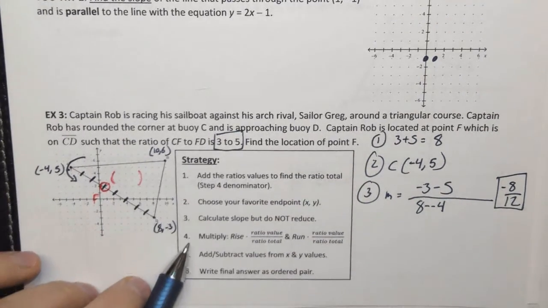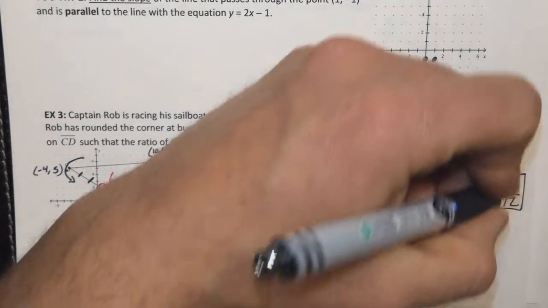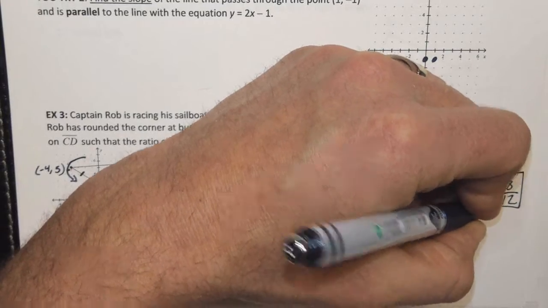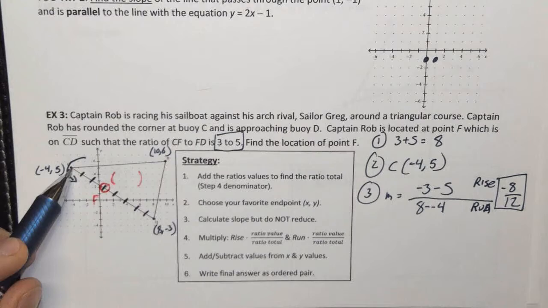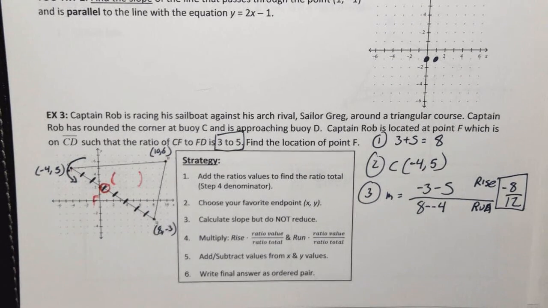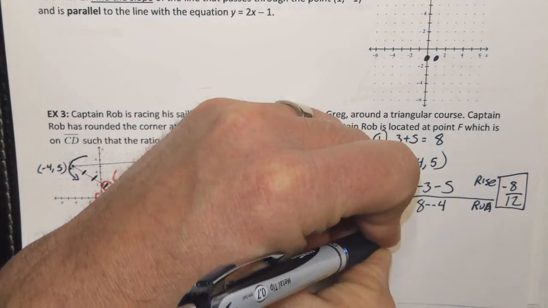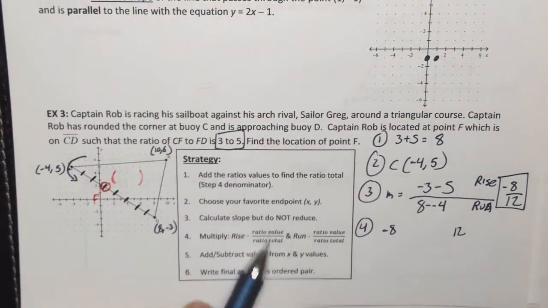Okay, next, step number 4 is a critical step right here. Now what we want to do is take this rise value and this run value, and we want to shorten it. Because remember that we're not actually supposed to be traveling from C all the way to D. We're supposed to be traveling to point F. So we need to shorten this down. The way that we're going to do that is we're going to take our rise value, which was -8, and our run value, which was 12, and we're going to multiply them by our ratio.